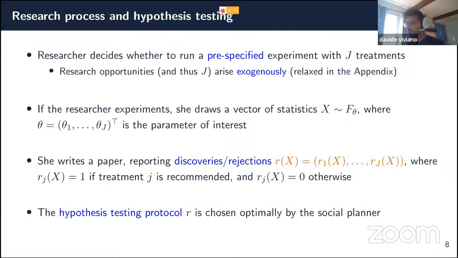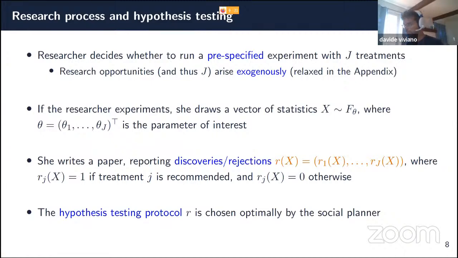To be a little bit more specific, the game works as follows. The researcher decides whether to run a pre-specified experiment with capital J treatments, or not to run the experiment. What this implies is that research opportunities, thus the number of treatments that I'm going to test, arise exogenously. Now, this assumption is relaxed in the appendix, where we also allow the number of tests to be chosen endogenously by the researcher, which is possible as long as the researcher states how many tests she's going to run in a pre-analysis plan, that is, ex ante, before running the experiment itself.